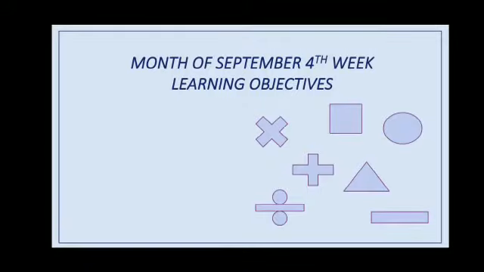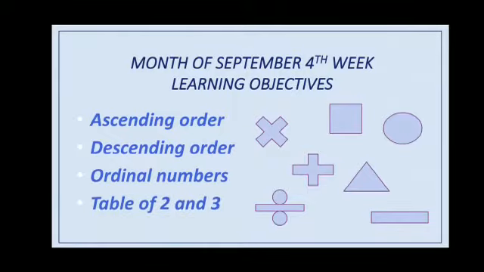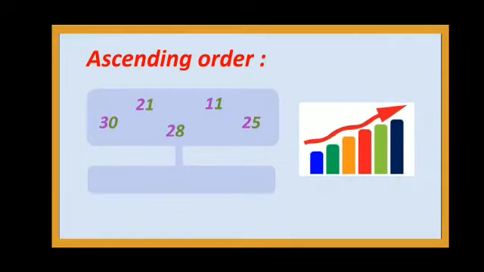In the fourth week of September, we will cover the following topics: ascending order, descending order, ordinal numbers, then tables of 2 and 3. Let's start with our first topic, ascending order.